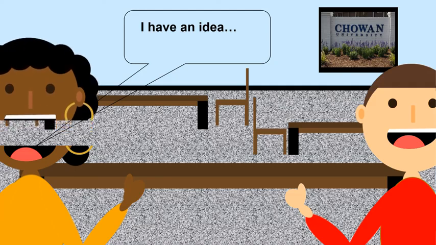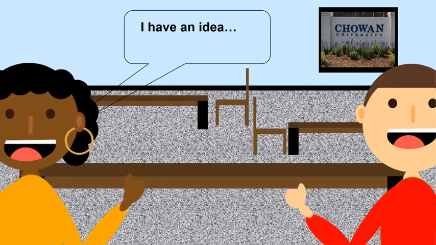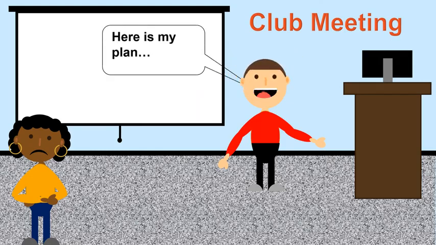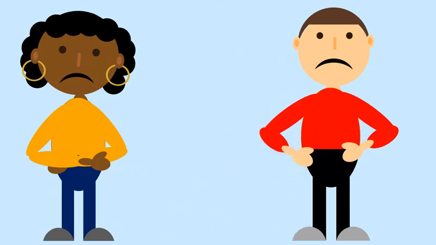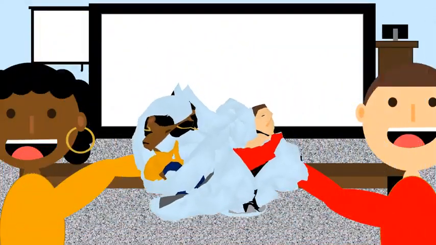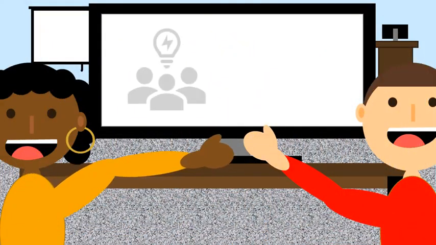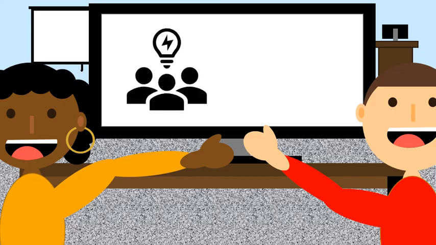Let's pretend you are part of a club. Your club wants to come up with ideas for a fundraiser. You think of a great idea and tell your friend all about it. At the next club meeting, your friend shares your idea with everyone else and takes all the credit. Your friend did not use the same words you did to describe the idea, but they still took your idea. How would that make you feel? This is why it is important to cite other people's ideas and not just change a few words that they used.